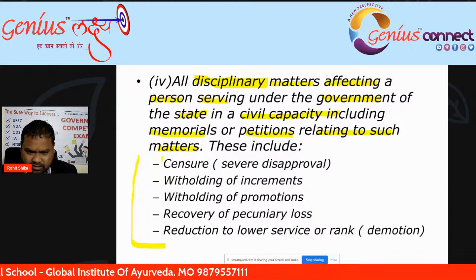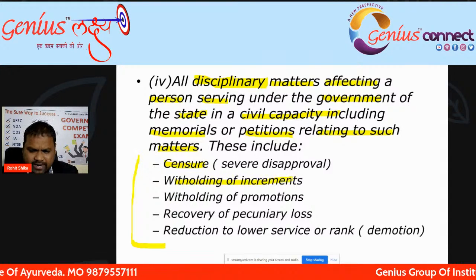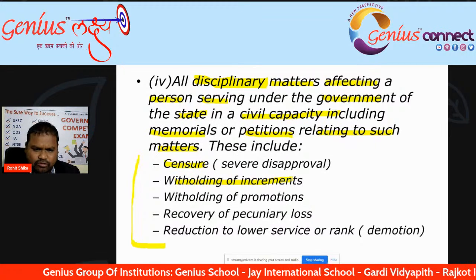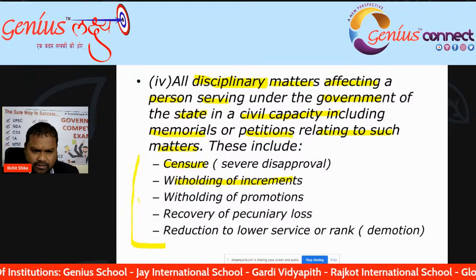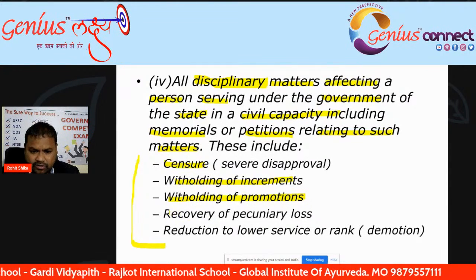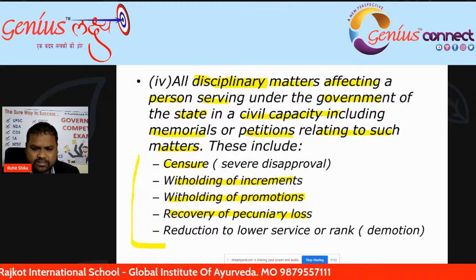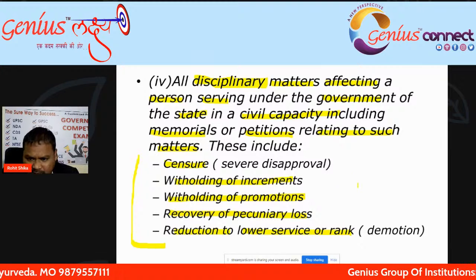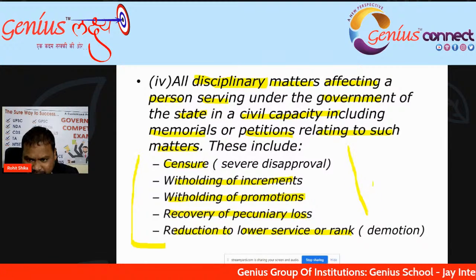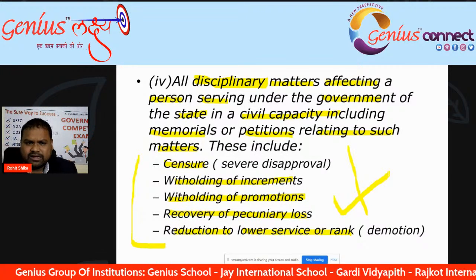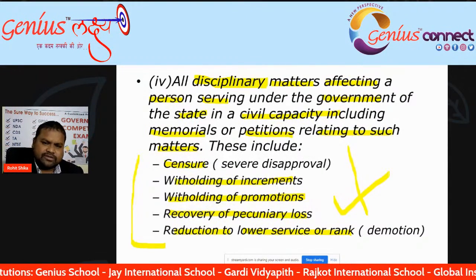Regarding censure, withholding of increment, if the increment of salaries has been withheld, withholding the promotions, recovery of pecuniary loss, reduction to lower service rank, all these are disciplinary matters, and these disciplinary matters are taken care of by the State Public Service Commission.